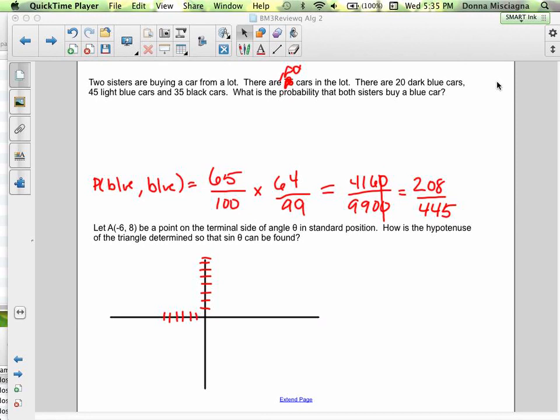Welcome back. So apparently I turned off the video before I finished the problem. Here is the full answer to the last problem in the probability section.